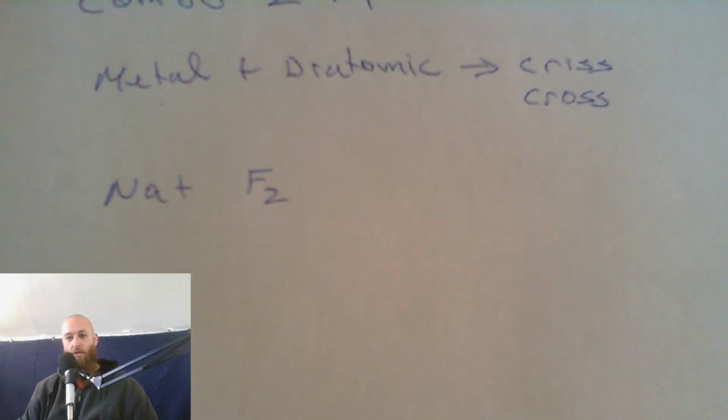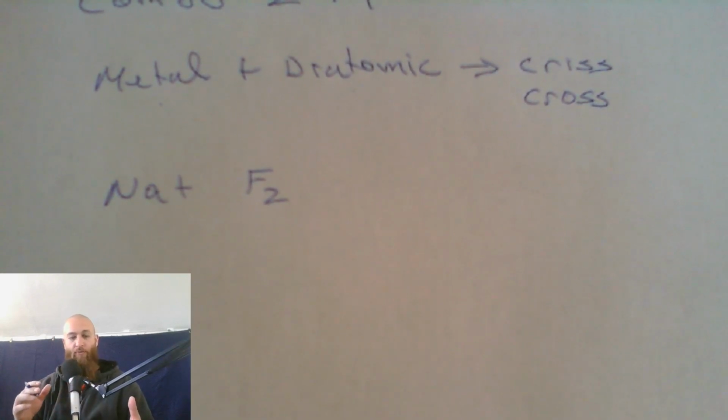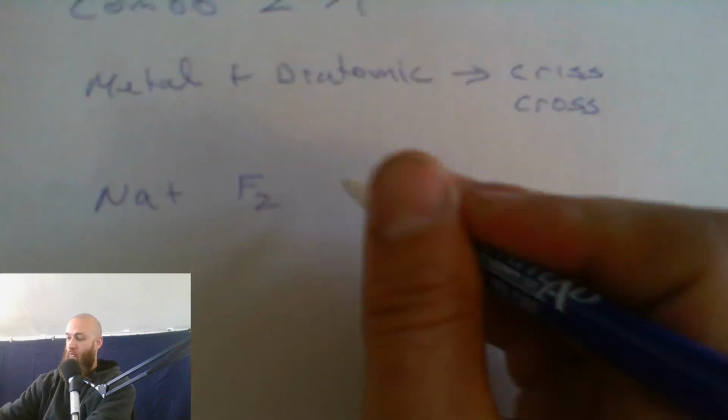Okay? So you have to do the crisscross between sodium and fluoride. You got to go to the periodic table where all the charges are that we've talked about in the past, and you got to realize that sodium is a +1, fluorine is a -1. So you do the crisscross.